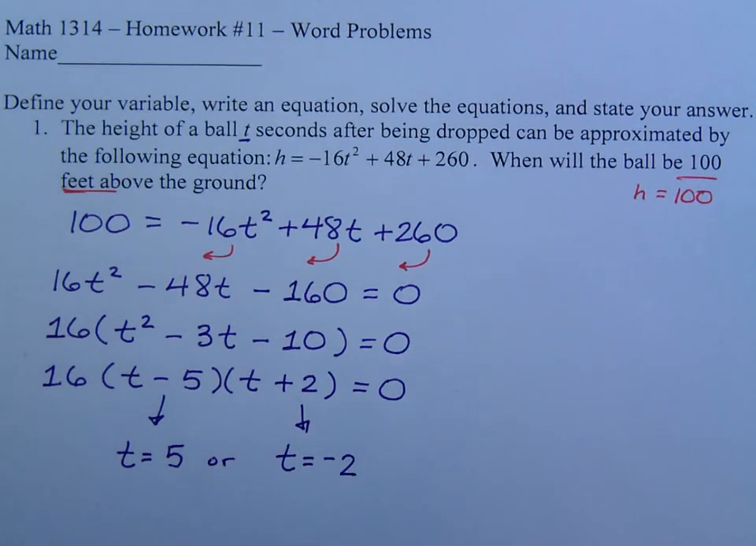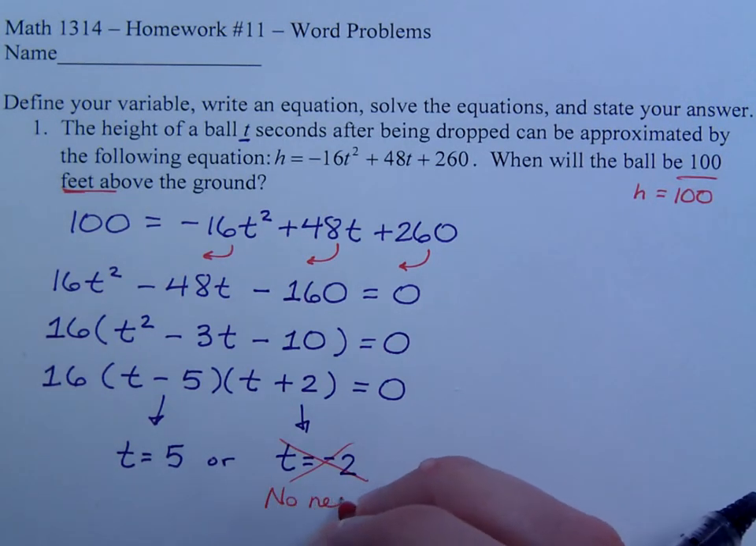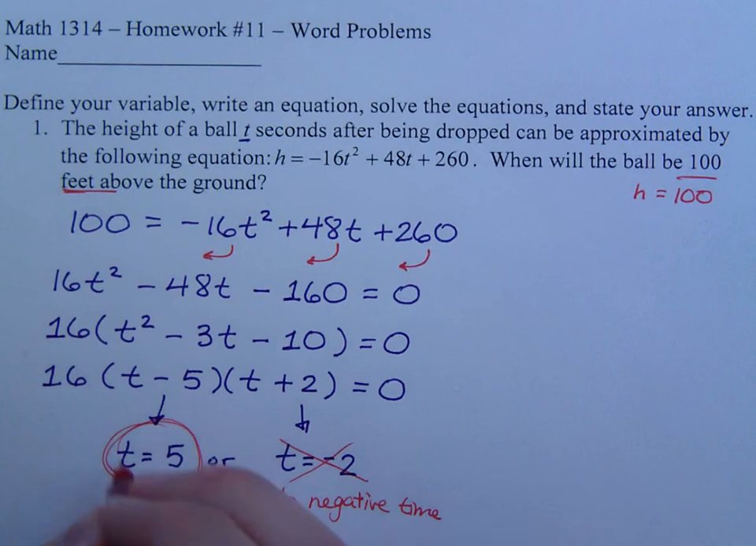But you got to pay close attention here. The question is saying, when will the ball be 100 feet above the ground? T is measuring time. So this guy doesn't make any sense, because we can't have negative time in the problem that we're talking about. So the only thing that makes sense for us here is this guy.